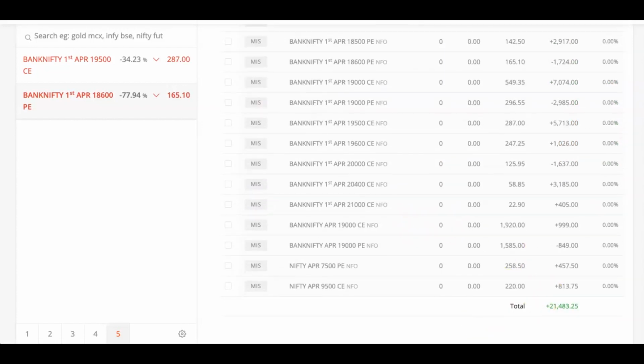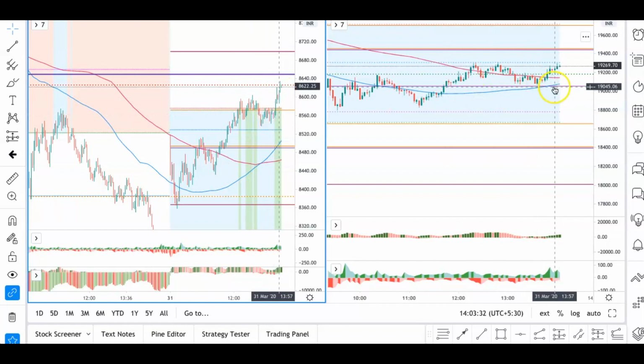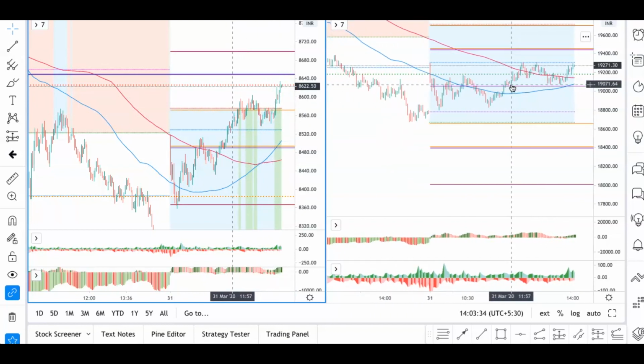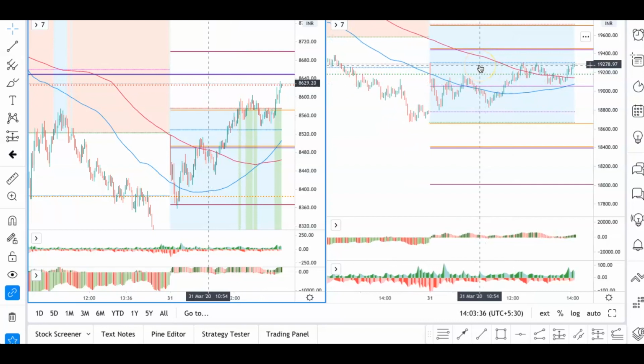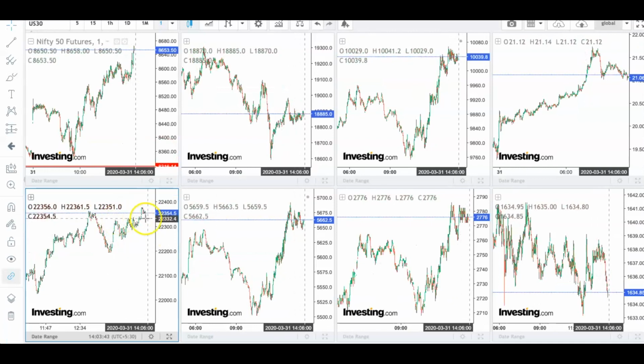So this is my Nifty chart. Nifty has broken yesterday's high and it is going above. That's why I was bullish. Bank Nifty is still to break today's high and today's open. The global market is consolidating after it was going up.